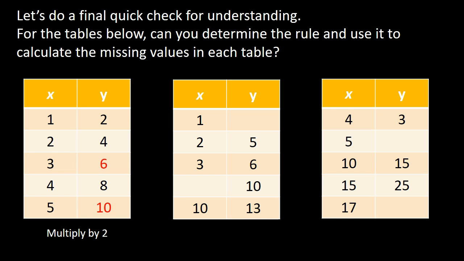For table 1, the rule is multiply by 2. The missing output for the input of 3 times 2 is 6. The missing output for the input of 5 is 10, because 5 times 2 is equal to 10. For table 2, the rule is add 3. So for the input value of 1, the missing output value would be 4.